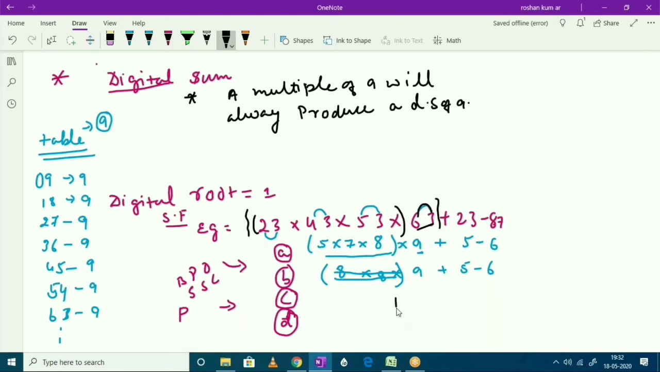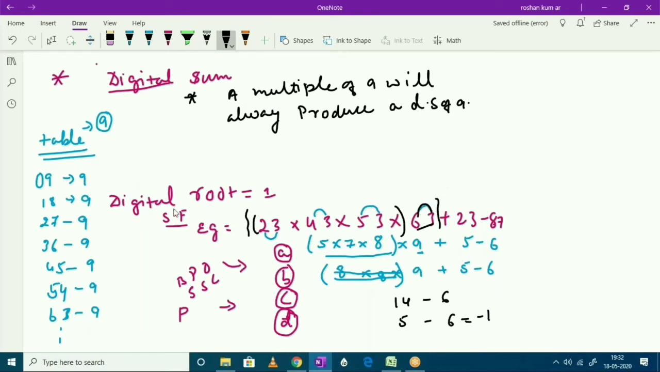9 plus 5 will be 14. 14 will be again equal to 5. Now 5 minus 6. What is the meaning of minus 6, sir? It is coming as minus 1. Whether digital sum can be equal to minus 1? ऐसा हो सकता है क्या? Digital sum minus 1 हो सकता है क्या? No, sir. Digital sum cannot be minus 1.